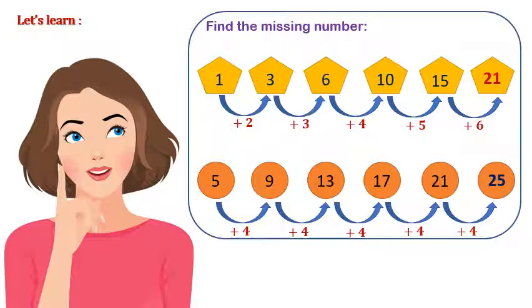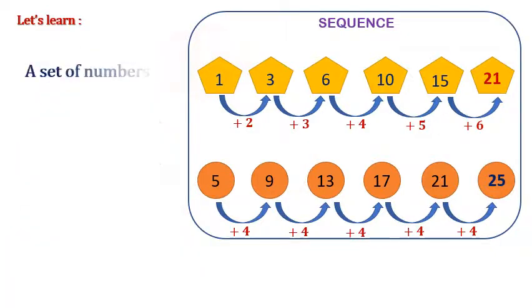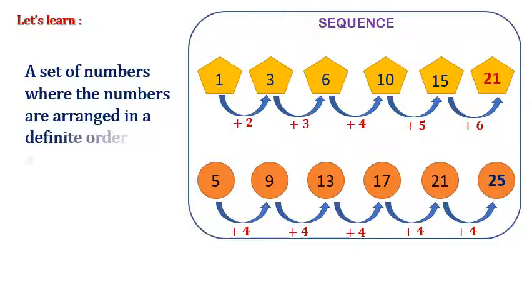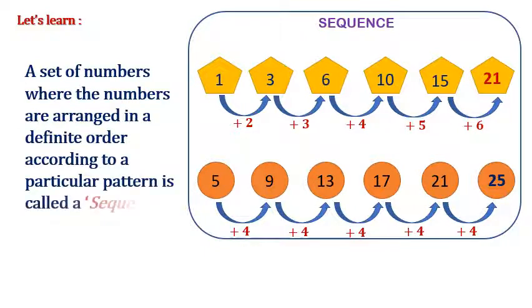Observe that in both the sets of numbers, the numbers are arranged in a definite order and follow a particular pattern. Such a set of numbers is called a sequence. So we can define a sequence as a set of numbers where the numbers are arranged in a definite order according to a particular pattern. The terms in a sequence are denoted by T1, T2, T3 and so on.